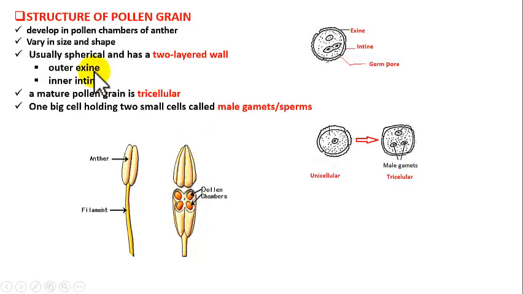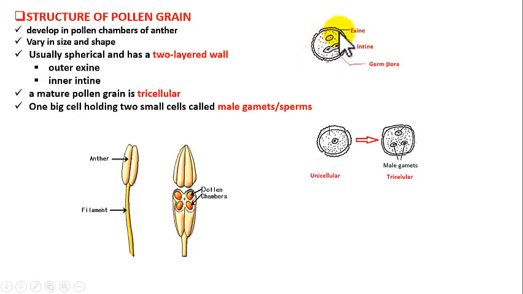So pollen grains vary in size and shape depending on the species. In each plant species there can be a different size and a different shape. But in most of the species they are spherical and they have a 2-layered wall. Look here, this is a pollen grain, and if you see here, there is a 2-layered wall.